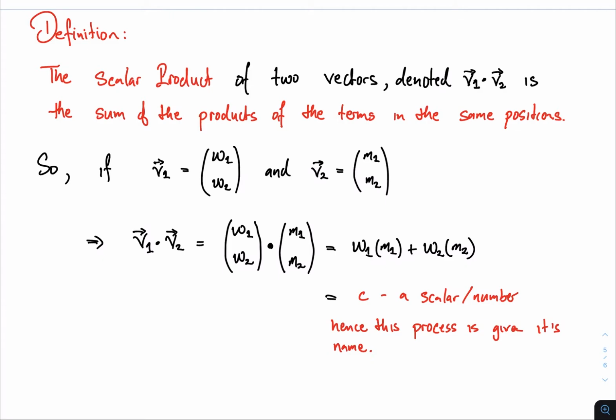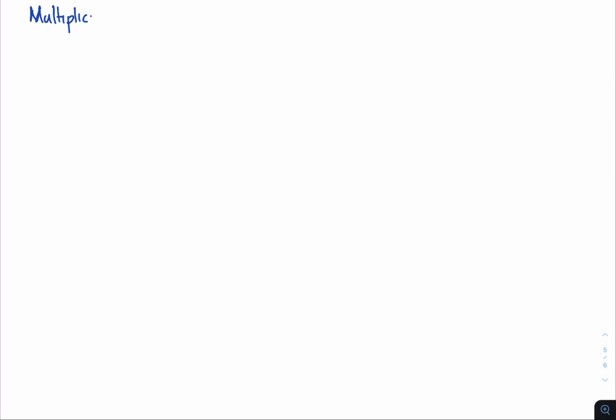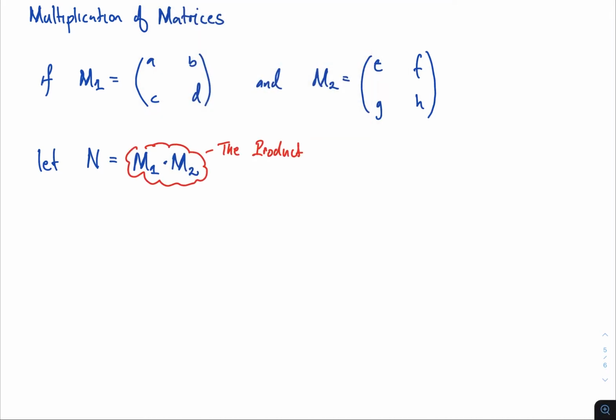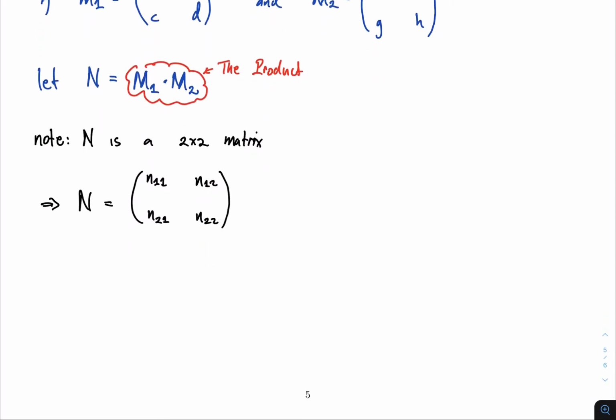Once we recognize the scalar product process, we then look at what we call multiplication of matrices. Here we're given the matrix M1 equals A, B, C, D, and the matrix M2, which is E, F, G, H. Let N be equal to M1 times M2, a product of two matrices. Note that N, the resulting matrix, is a 2 by 2 matrix in the form N11, N12, N21, and N22. So we have those four terms in those positions.